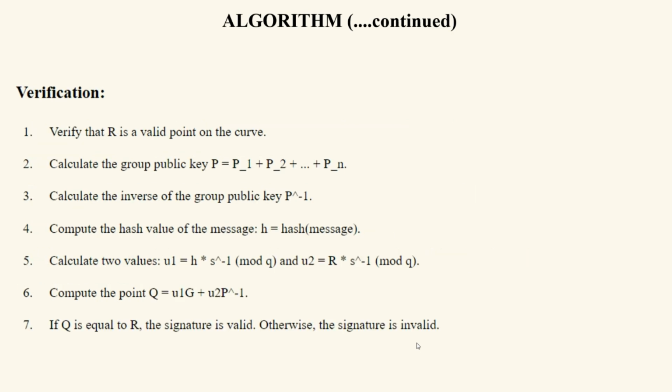Verification. First, we have to verify that R is a valid point on the curve. Second, calculate the group public key, which is given by P equal to P1 plus P2 up to Pn. Third, calculate the inverse of the group public key, P inverse. Compute the hash value of the message. Calculate the two values U1 and U2. Compute the point Q. If Q is equal to R, the signature is valid. Otherwise, the signature is invalid.